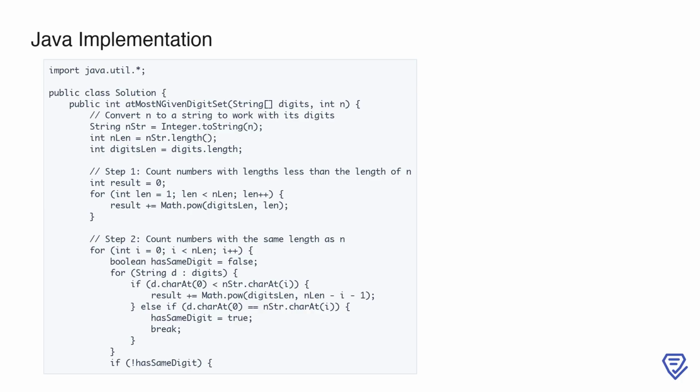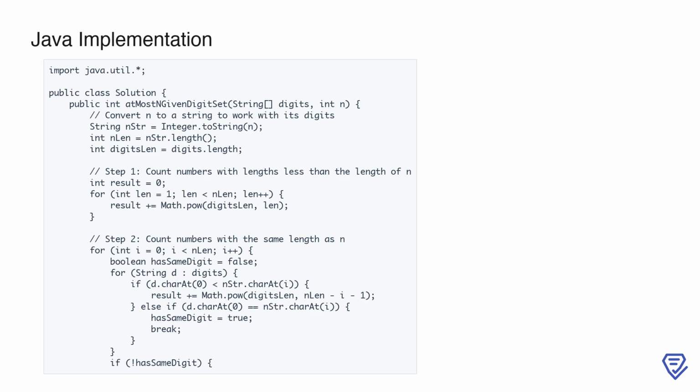For example, if n has 3 digits, we calculate the total possible numbers with 1 and 2 digits using the formula digits_len raised to the power of the length. This gives us a baseline count. Next, we focus on numbers that have the same length as n. To do this, we iterate through each digit of n, comparing it with the digits in the given set.